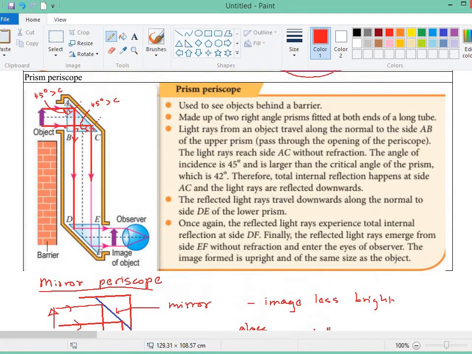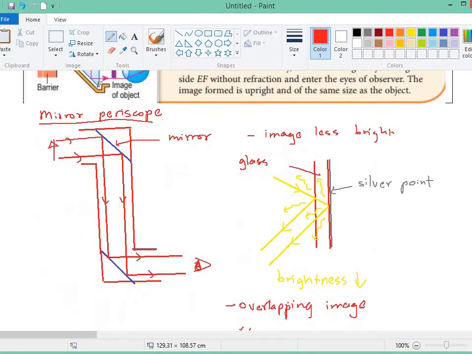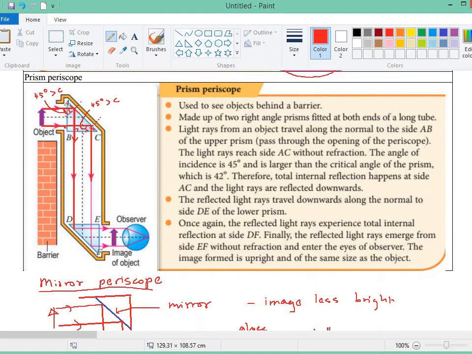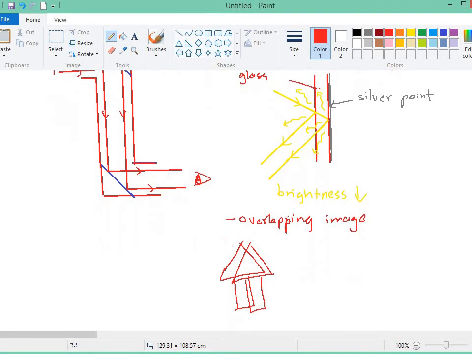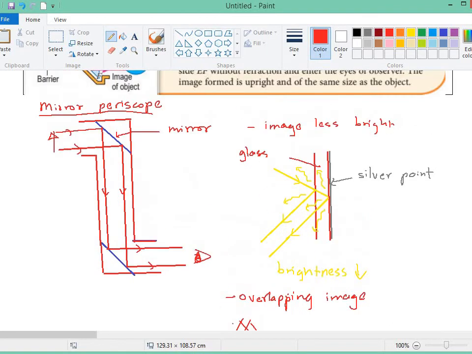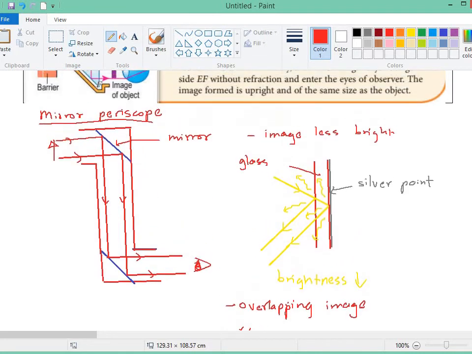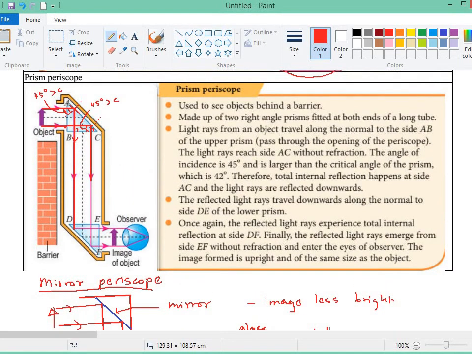Okay, prism periscope can produce a brighter image. Okay, with mirror periscope the image is less bright, and prism periscope will not have overlapping image. Okay, no overlapping image. While mirror periscope can produce overlapping image, which can reduce the clarity of the image. Okay.